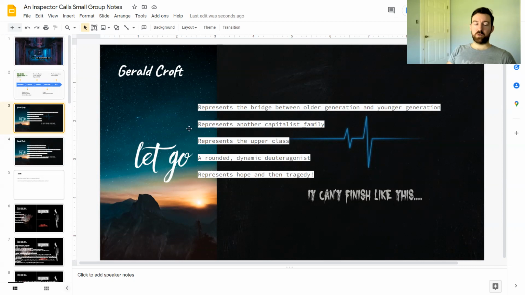One of the most obvious ones is he meets the victim of the play, Eva Smith, when she is prostituting herself in a bar called the Palace Bar in Brumley, which is where it's set, which is a northern town in England. He meets her. Her name at that point is Daisy Renton. That's her working name, shall we say. And he ends up having an affair with her.